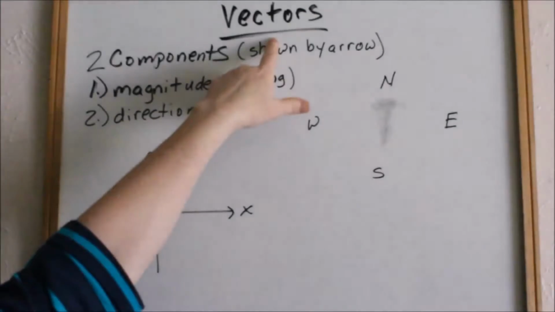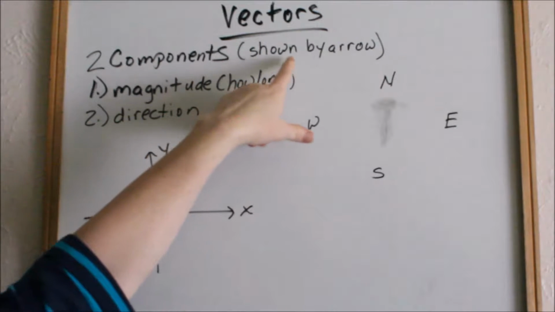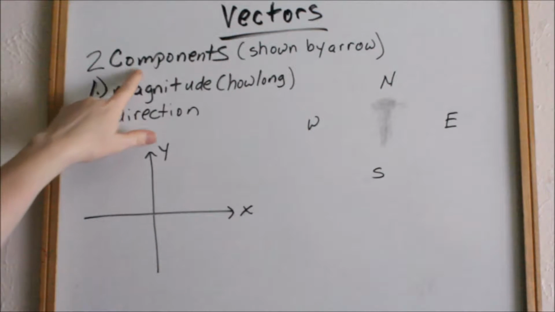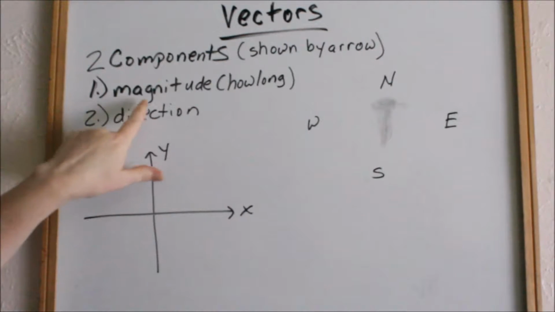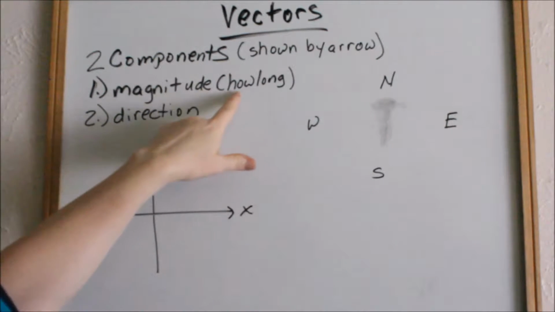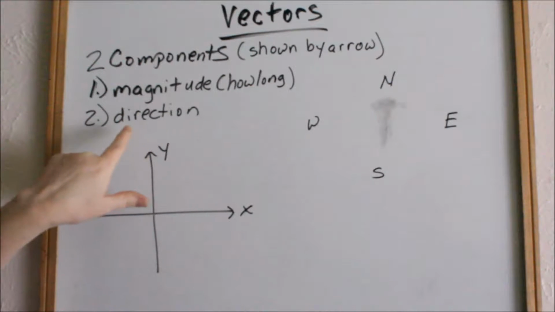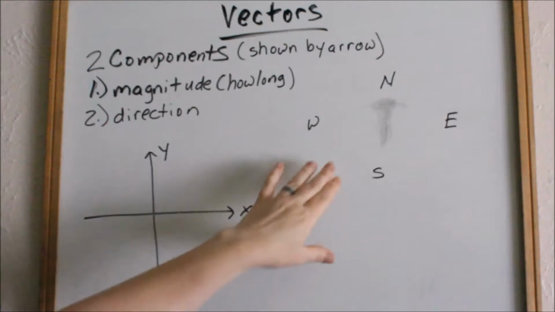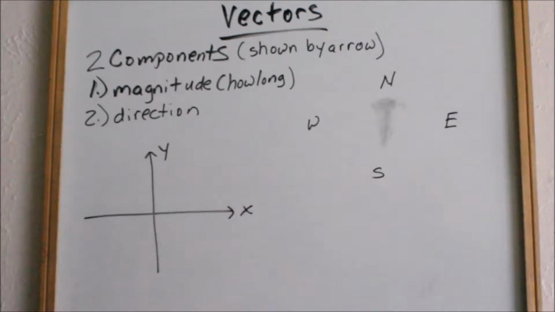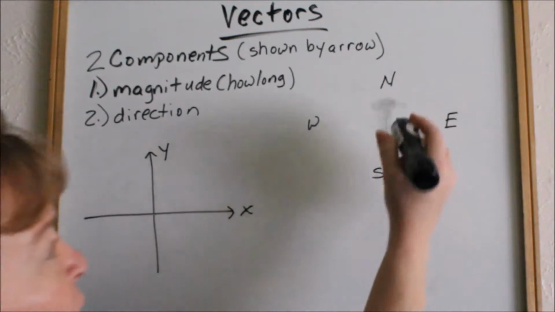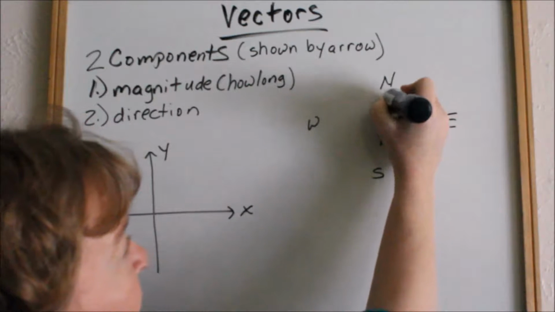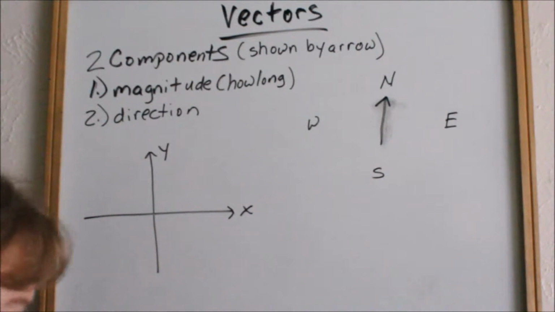Okay, today we're going to be doing vectors. Vectors are shown by an arrow, and vectors have two components to them. The first component is magnitude, which tells you how long the vector is, and the second component is the direction. Like, look, if I have this compass, north, south, west, east, I can draw a vector. A vector is shown by an arrow. You use the arrowhead to show which direction it's pointing.